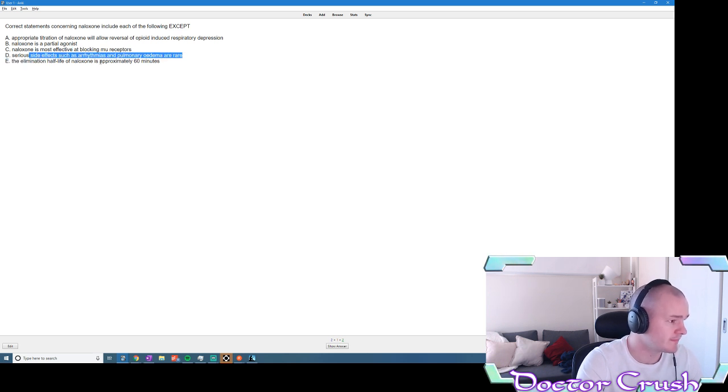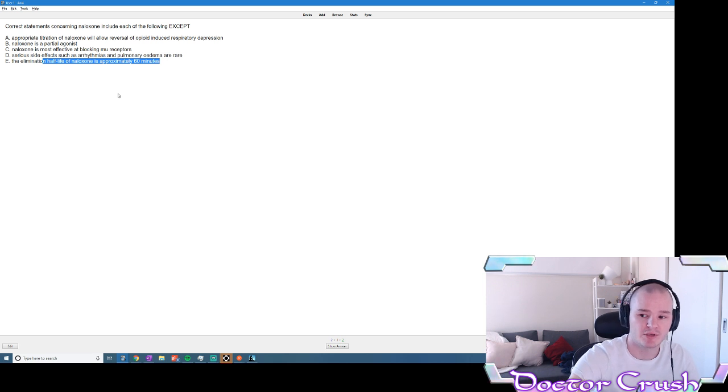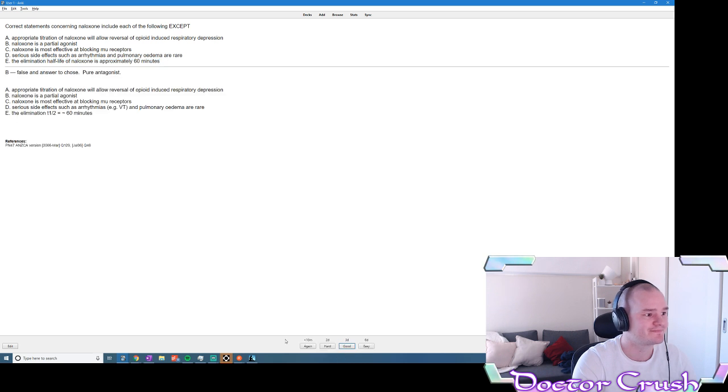Side effects are rare. Elimination half time is approximately 60 minutes. Yes, that is true. Because naloxone, if you give it as an antidote to these other drugs, it wears off quickly. Much quicker than sometimes these other drugs do. So people who have an overdose need to come into hospital again, because the antidote will wear off before the actual drug does. They'll wake up and they'll be good and then want to leave. But if they do, the same thing will happen again. B, false, it's an antagonist.